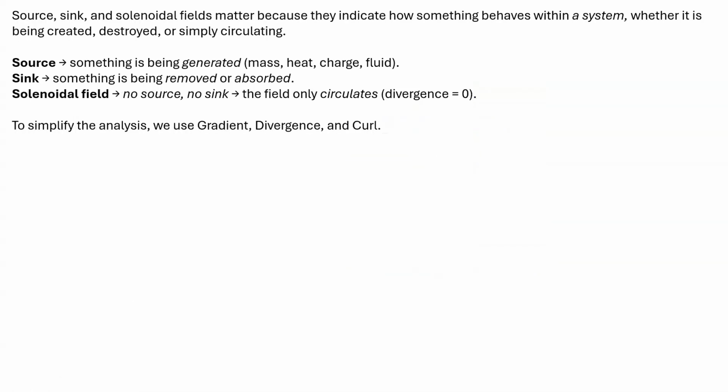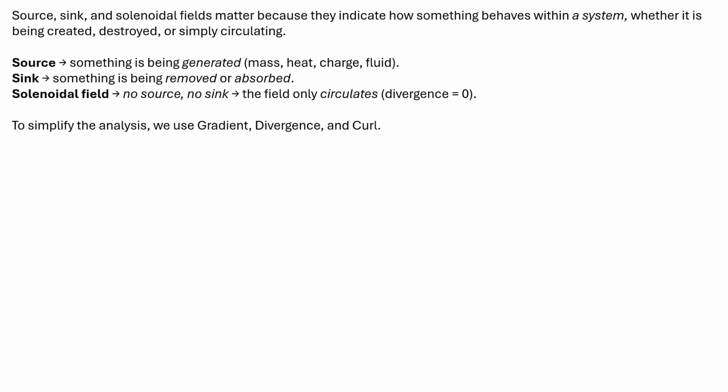As I mentioned, that vector field helps indicate whether the system is a source, a sink, or, let's say, solenoidal. But as you see, it takes a bit of time to understand whether it is a source or sink, so there is some time constraint. To make this easier and simplify the analysis, we typically use gradient, divergence, and curl. These are vector calculus. Before starting this topic, I would like you to understand what a source, sink, and solenoidal are.